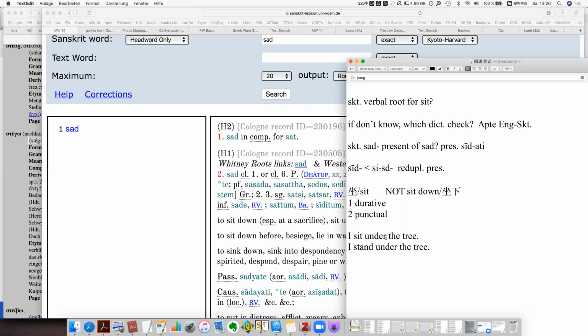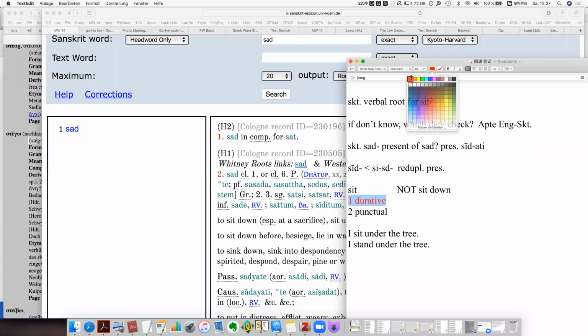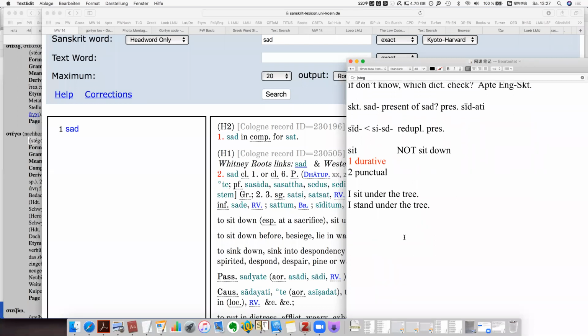Okay, let's just check this sentence. I sit under the tree and I stand under the tree. Oh, okay. So sit. I'll just delete the Chinese. Chinese is a little bit confusing, right? So let's delete Chinese. Okay. So I think you all agree that sit is durative, right? Okay.